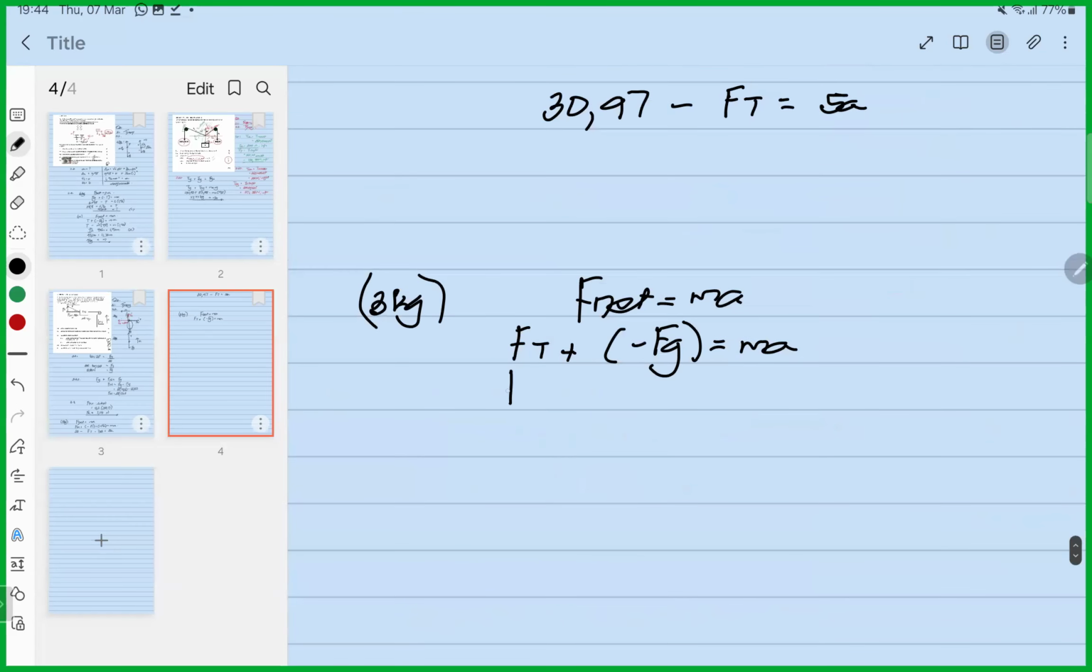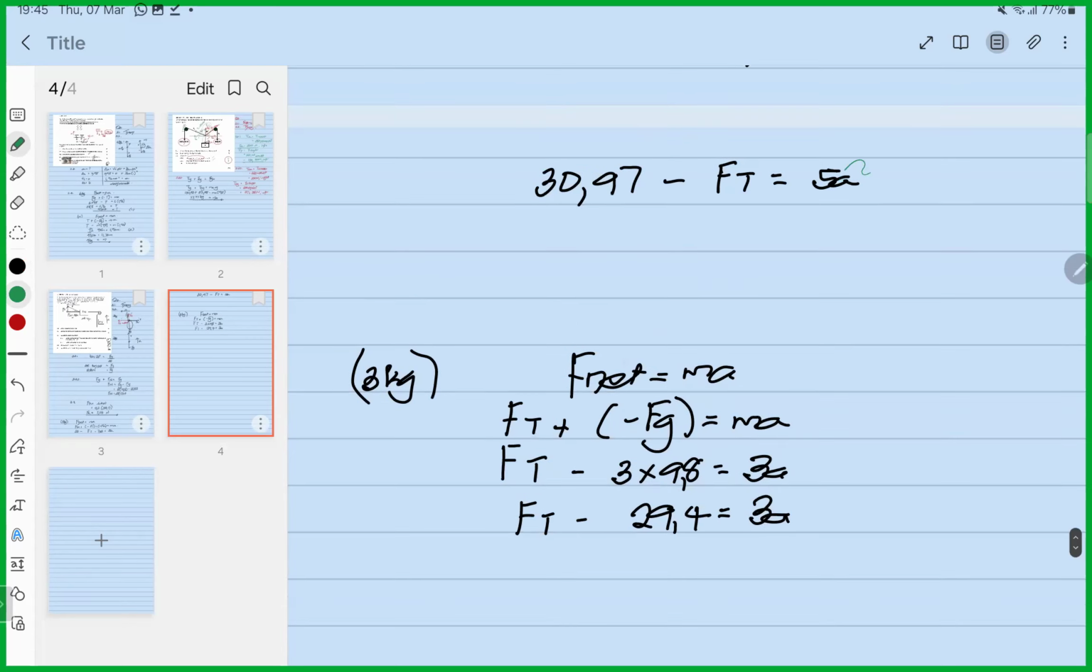Your tension is what we want to get. Your gravitation is 3 times 9.8, equal to 3A. So your tension minus 29.4 equals 3A. Now, I like solving for T without solving for A. That's just a preference with me. I've got 5A here, and I've got 3A here.